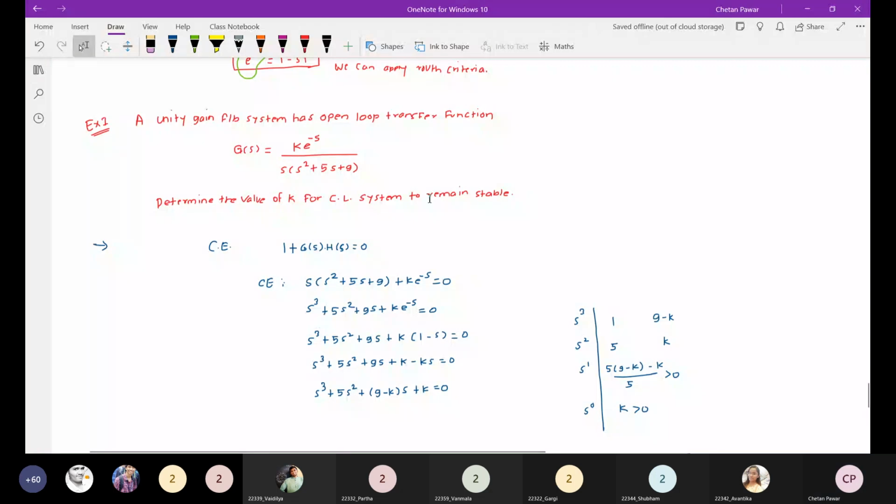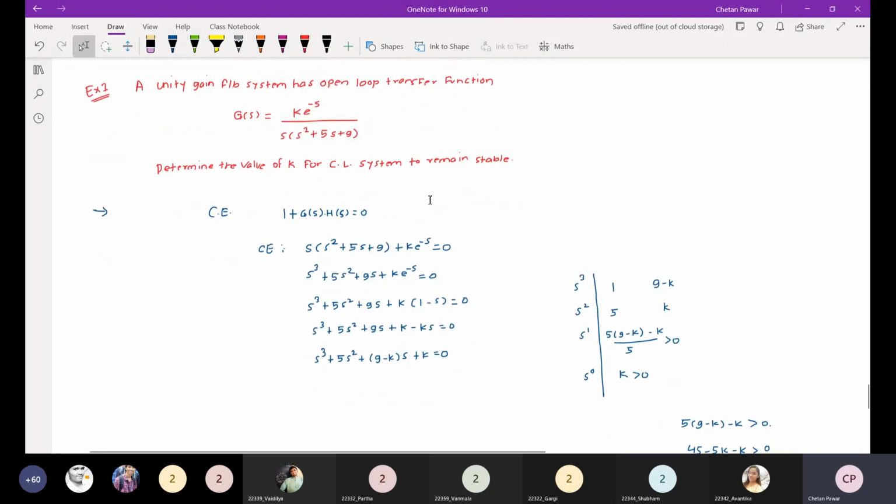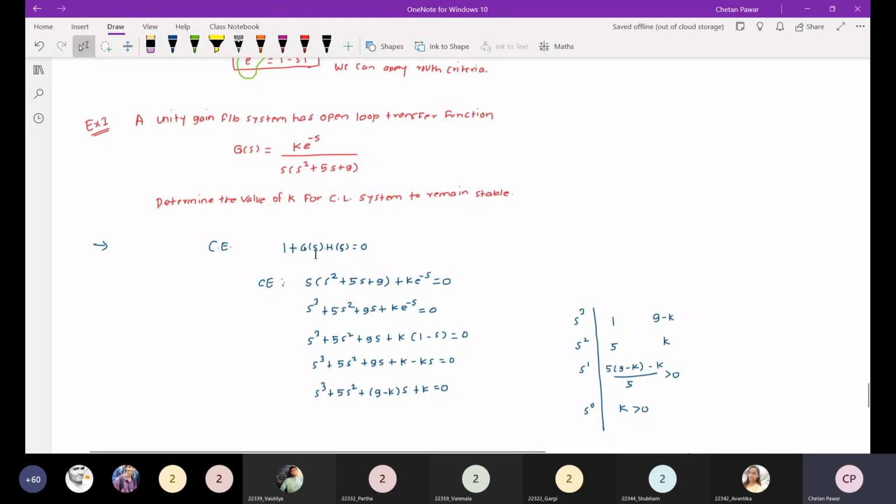They have asked about the range of k for which the system will remain in a stable condition. So let us form the characteristic equation first. 1 plus g of s into h of s is equal to 0. As we know, if a unity gain negative feedback system is there, you can directly add the numerator term into the denominator to form the characteristic equation. So no need to find the closed loop transfer function and all those things. So this is the characteristic equation.